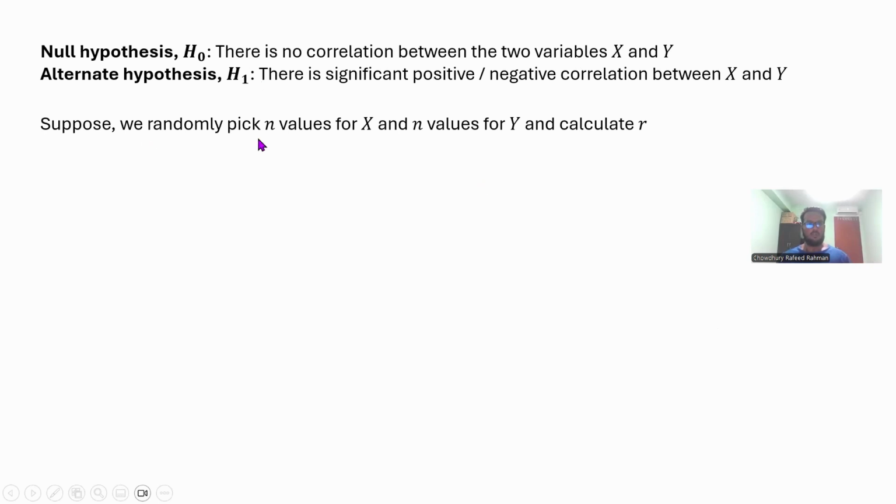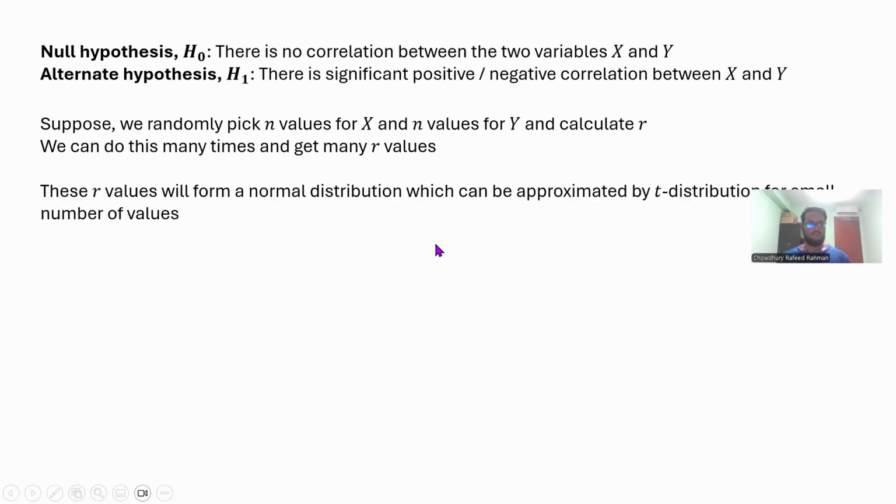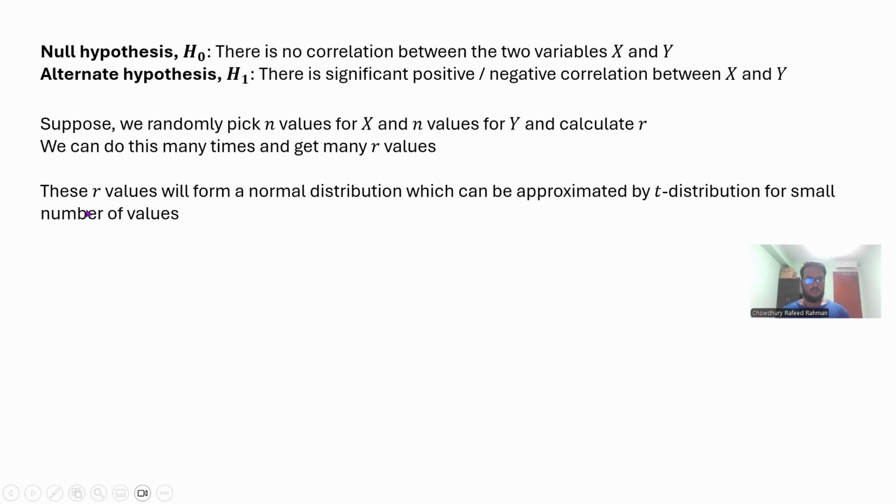Suppose first we randomly pick n values for X and n values for Y and calculate R. For example, if you have 100 values in X and 100 values in Y, maybe you can pick 50 values at random from X and 50 values at random from Y. Obviously they are paired XY pairs, so you can pick the 50 paired values and then get the R. Now you can do this simulation many times and get many R values. These R values will form sort of a normal distribution, which can be approximated by a t distribution for a small number of samples.